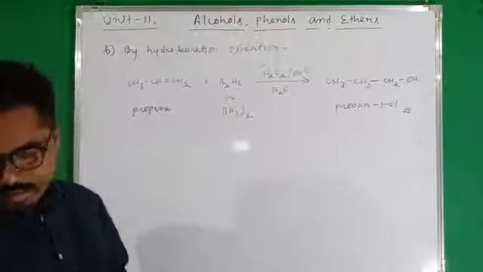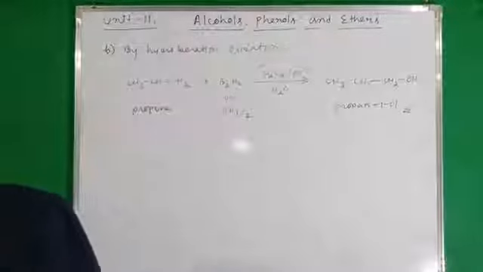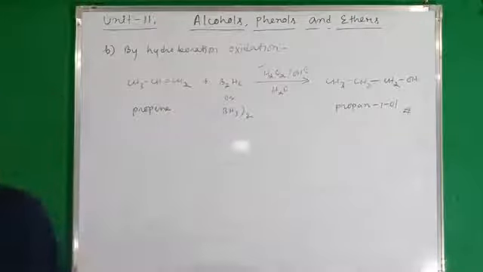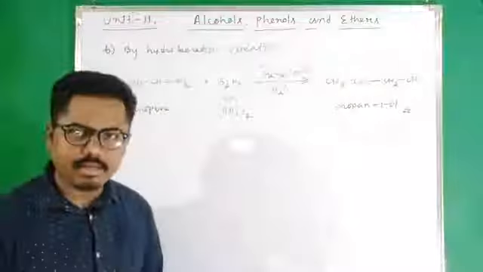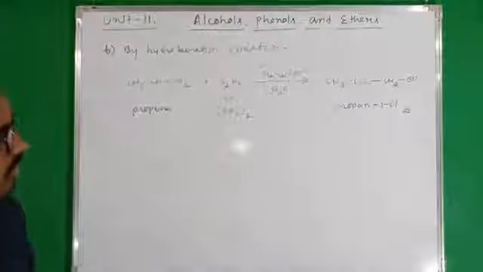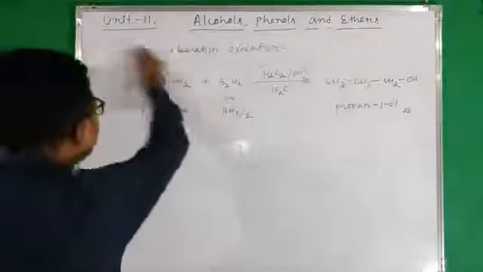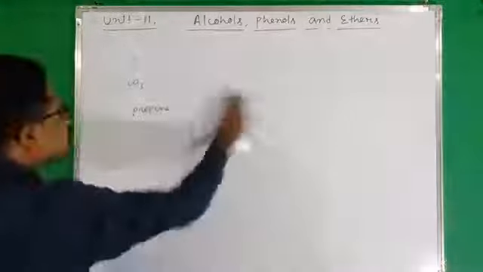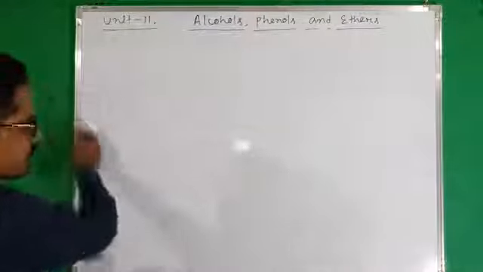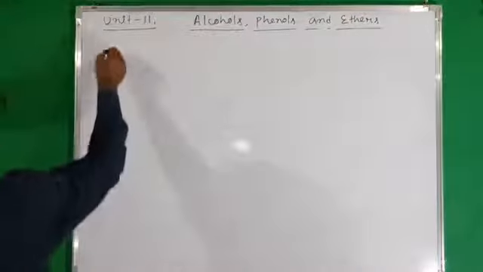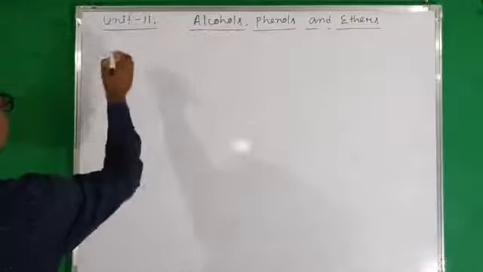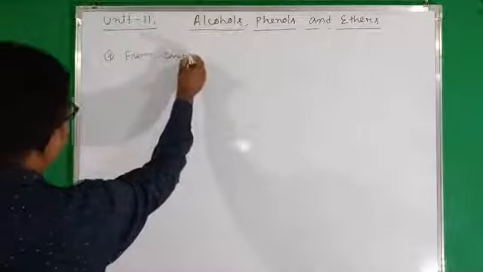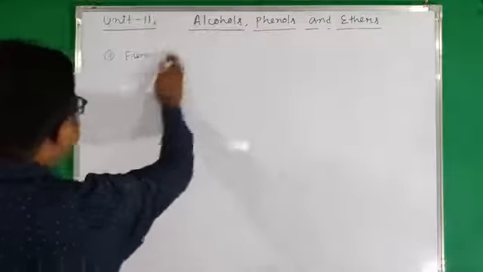Okay, now we will study preparation of alcohols from carbonyl compounds, that means from aldehydes and ketones. So our heading is number 2, from carbonyl compounds. Number 1 was from alkenes, now number 2 from carbonyl compounds.